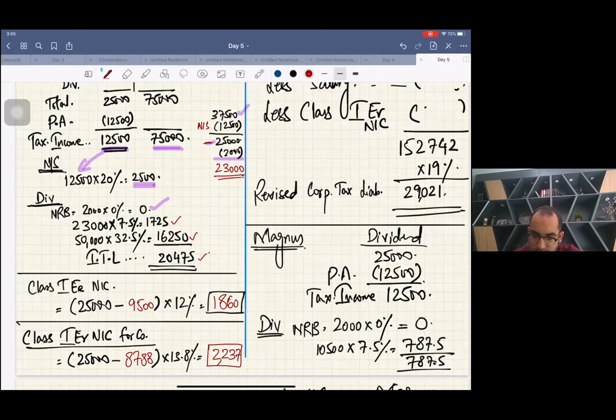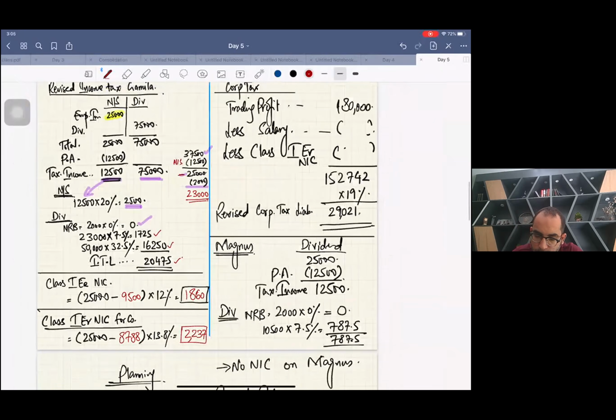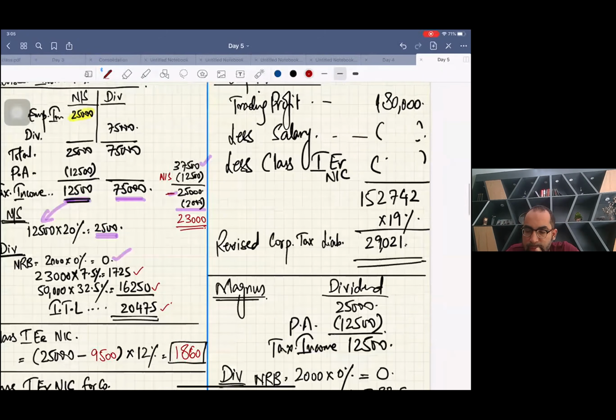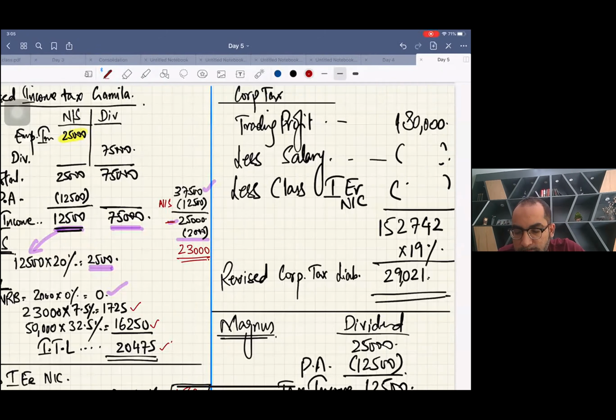Now next, for the company. Listen, the company's trading profit was 180,000. And there are two things: one is salary, one is dividend. Dividend is never an allowed expense for a company. It's not an allowed expense, but yes, salary is allowed. If you hire an employee, the salary is allowed. So the trading profit before everything was 180,000.